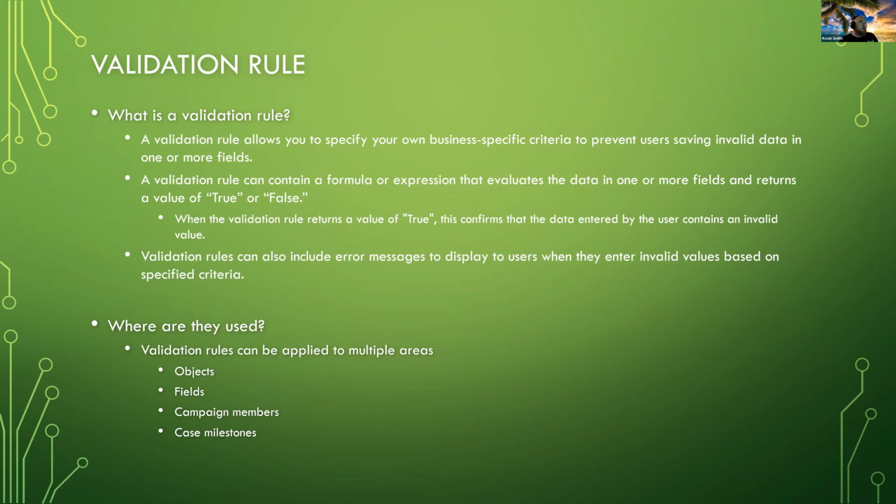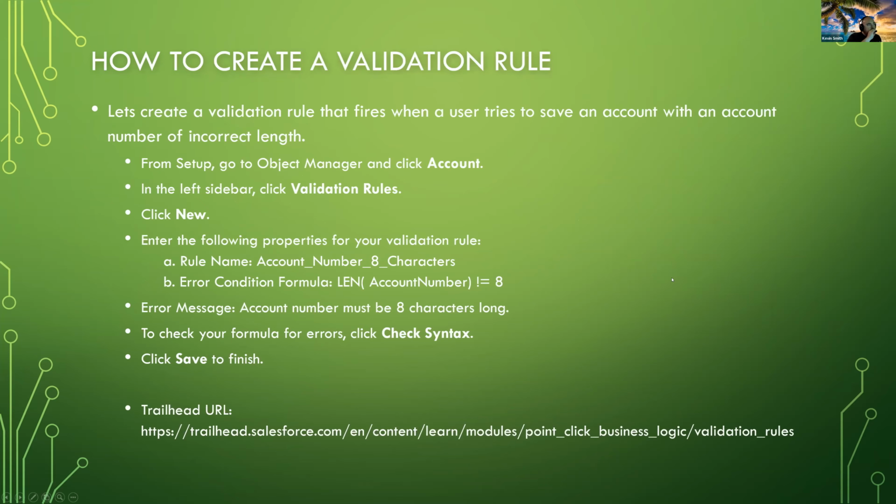Validation rules can also include error messages to display to users when they enter invalid values based on the criteria that you specified. And you can use them on multiple areas: objects, fields, campaign members, case milestones. So they're used all over. And I put here how to create a validation rule. I found a nice Trailhead that is a nice way of doing this.